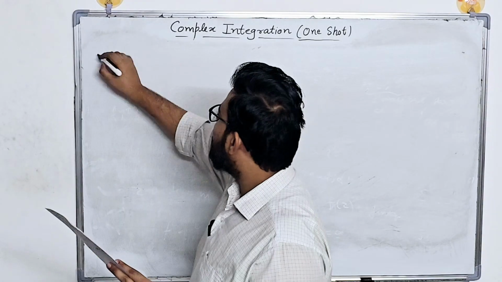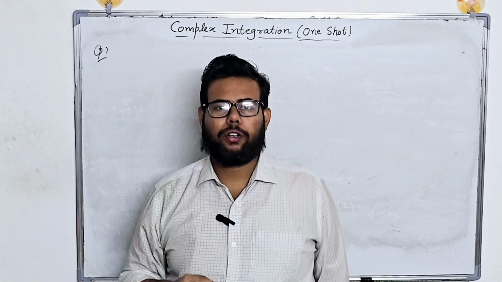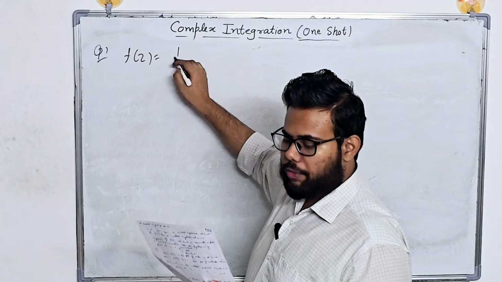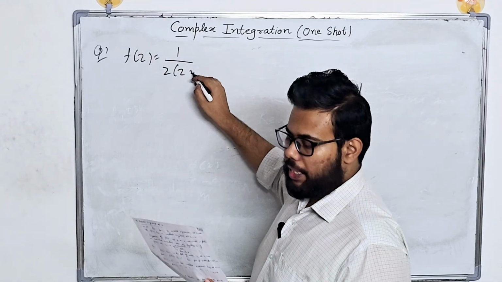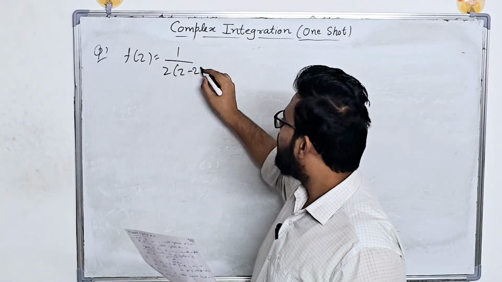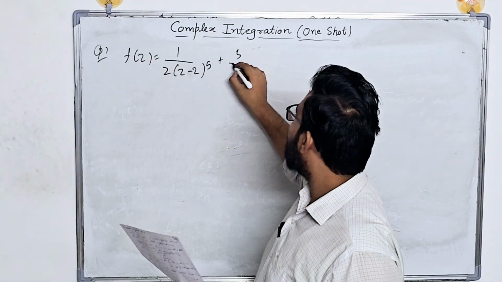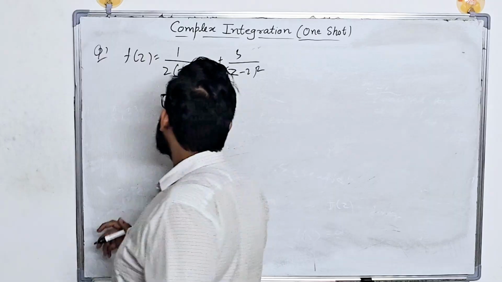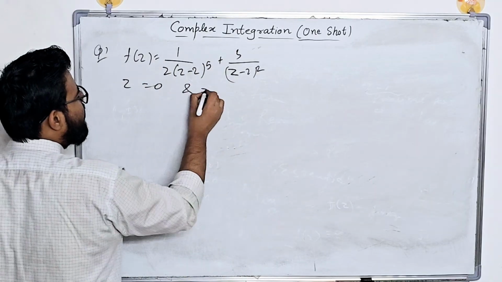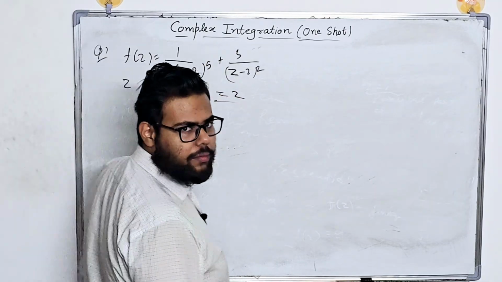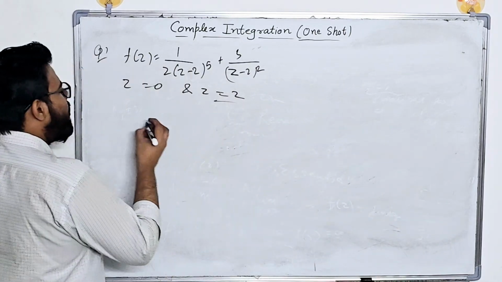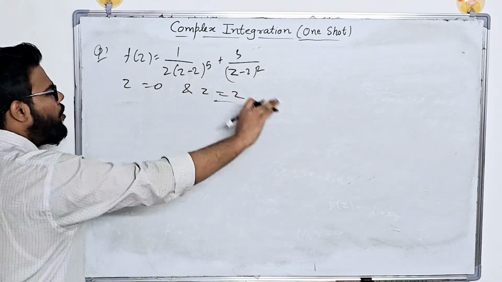So suppose this is a question. I have already discussed the question for removable singularity. Suppose f of z is 1 upon z times z minus 2 raised to power 5, plus 3 upon z minus 2 whole square. Of course it has singularity at z is equal to 0 and z is equal to 2. We can clearly see that it is a pole singularity.